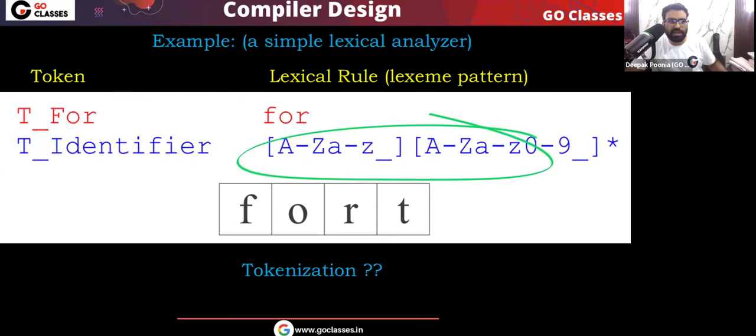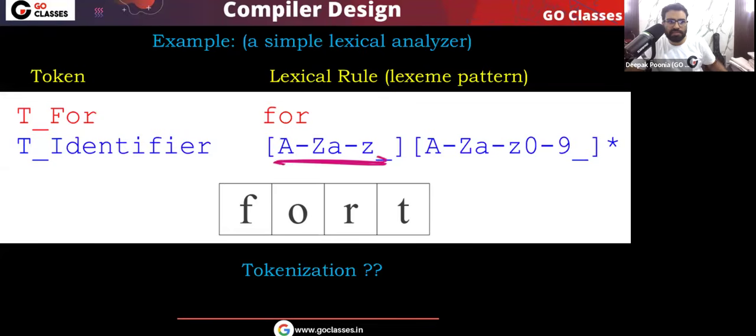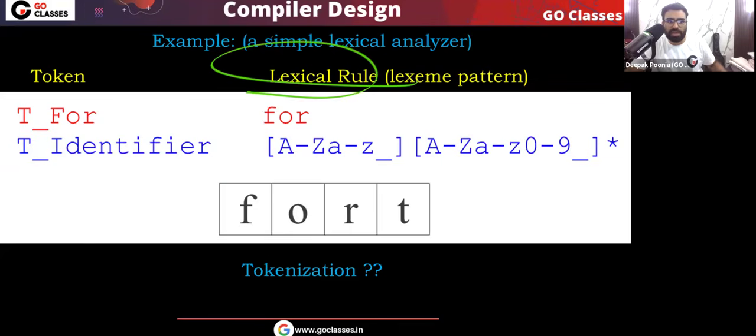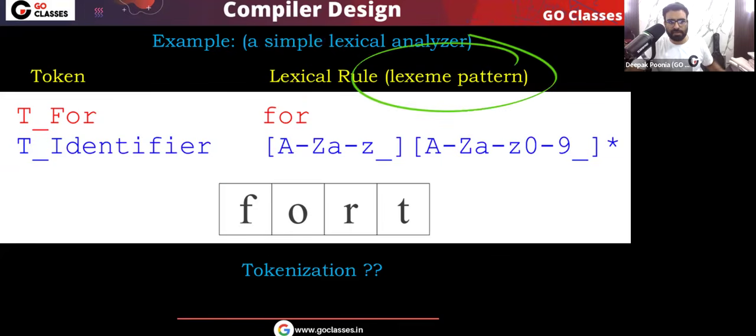You can see this is identifier, right? The first character must be a letter, and underscore is treated as a letter. So the first character is a letter or an underscore, and after that you can have any sequence of letters or digits or underscore. Remember, uppercase and lowercase letters are treated as different. So overall, this is a very simple lexical analyzer with only two tokens, and for these two tokens this is the lexical rule, or regular expression, or lexeme pattern.